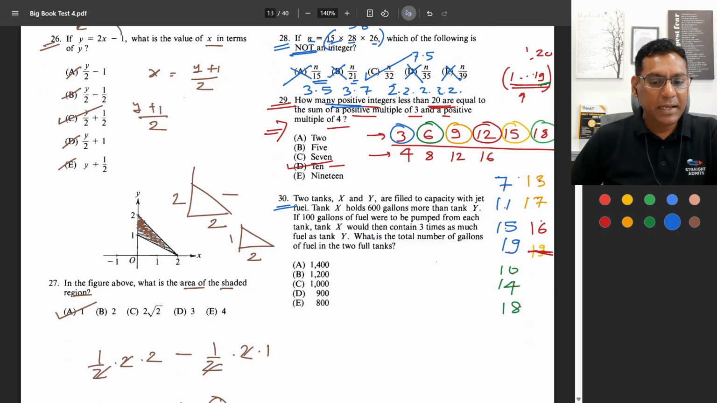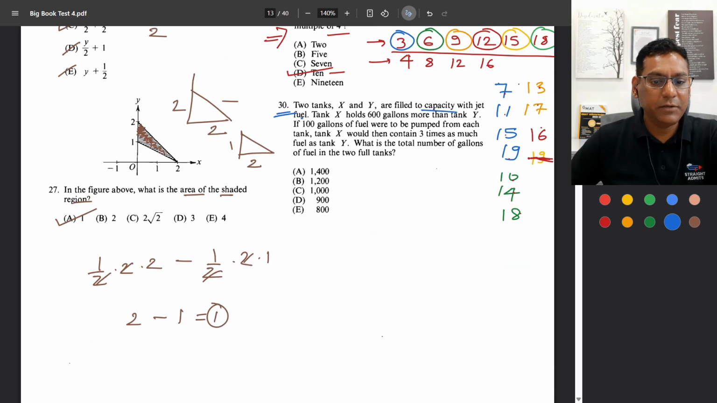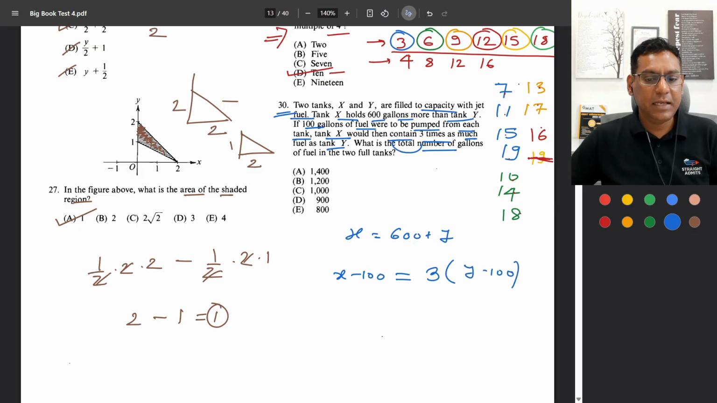Question 30. Two tanks X and Y are filled to capacity with jet fuels. X holds 600 gallons more than tank Y. So X is 600 more than Y. If 100 gallons of fuel were to be pumped from each tank, that means x minus 100 and y minus 100, if that much was removed, then tank X would then contain 3 times as much as tank Y. Okay, so I get this equation. What is the total? Total means they are asking x plus y.